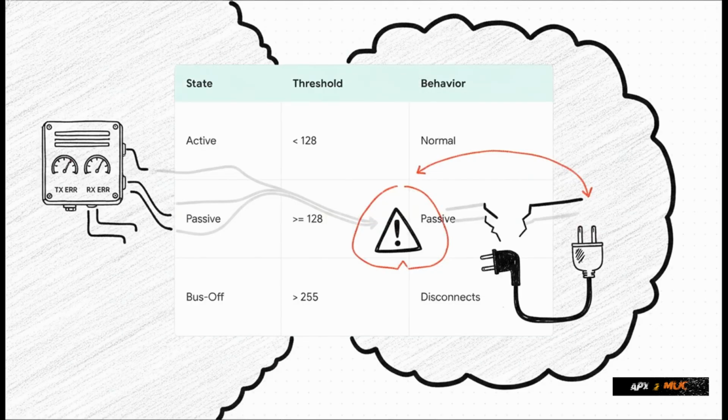Well, every CAN controller has this brilliant built-in self-preservation mechanism. Inside every single node are two counters, a transmit error counter and a receive error counter. If an ECU starts transmitting garbage data, its counter goes up. If it passes 127 errors, it enters a state called error passive. It actually loses its ability to actively flag errors on the bus. And if it hits 255 errors, it goes into a bus-off state. The failing ECU literally unplugs itself from the digital network so it doesn't drag the entire vehicle down with it.